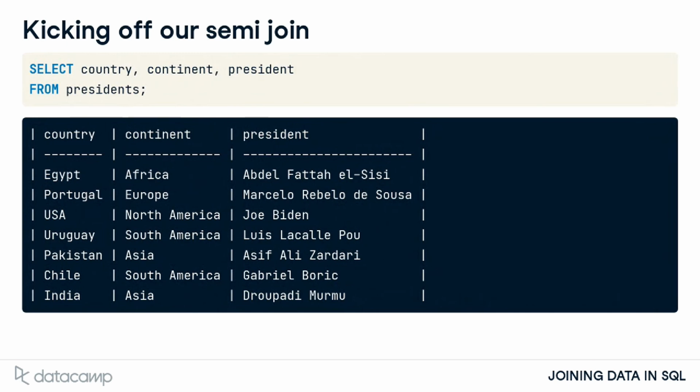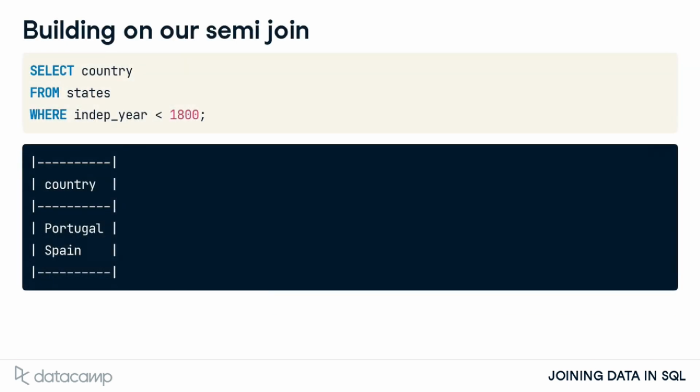How do we filter this data for independence year, which is a field in the states table? We'll use a semi-join. Before we knew anything about joins, we knew we could leverage the where clause to filter data. The query that returns countries with independence year before 1800 is shown. The query returns only Spain and Portugal from our database.